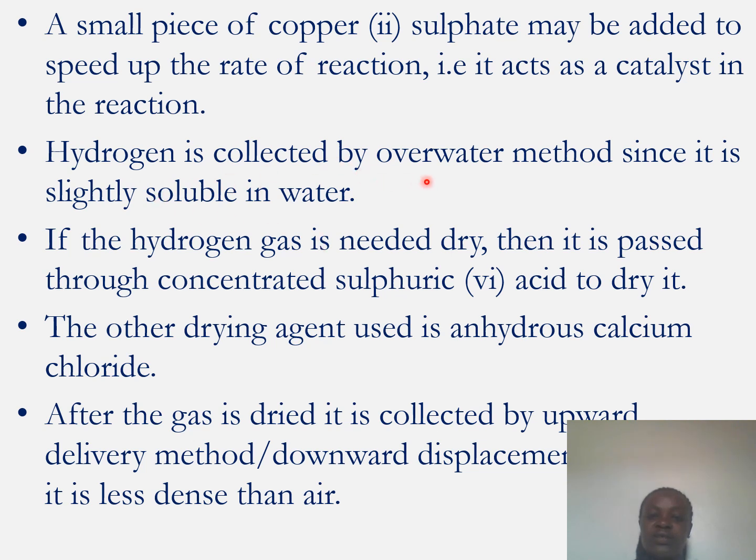Hydrogen gas, we said, is collected by a method known as the overwater method, since it is slightly soluble in water. It does not dissolve in water. If the hydrogen is required dry, it can be passed through concentrated sulfuric acid to dry it. Then we cannot now use the overwater method.